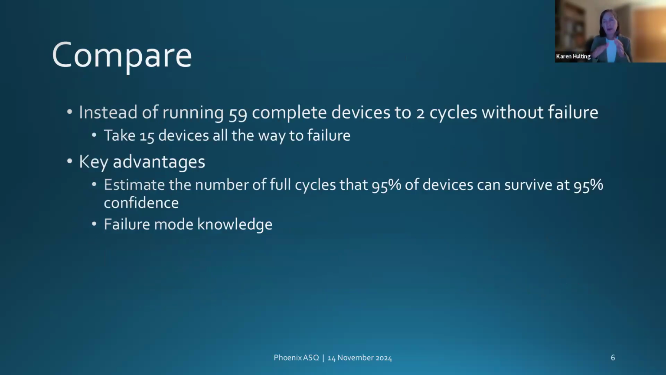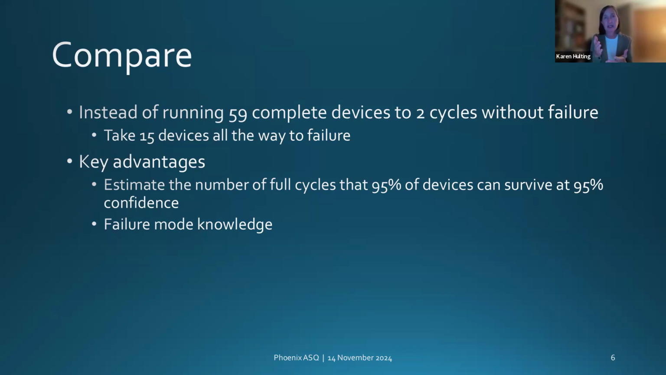So we're talking about the difference between, for example, running 59 complete devices to 2 cycles without failure, which might be perceived as a really simple test, and it is, versus my advocating for taking 15 devices all the way to failure. What troubles folks is that you don't necessarily know how long that's going to take. And so that introduces some uncertainty into a development program, but I would advocate that it's really worthwhile.